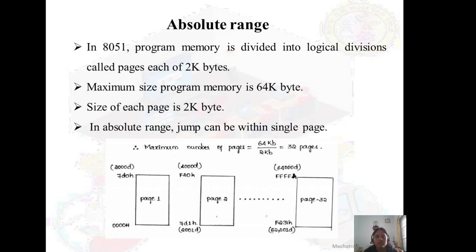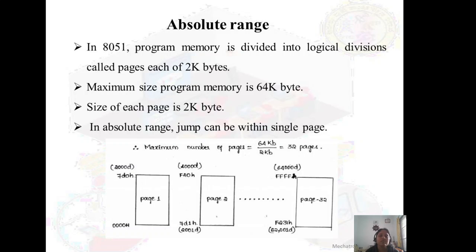Next one is your absolute range. In 8051, program memory is divided into logical divisions called pages, each of 2k bytes. So whatever program memory we have in 8051, we divide it and call it pages. Each page will be of 2k bytes. The maximum program size you can have is 64k bytes, as already studied in the first chapter. So each page size will be 2k bytes.